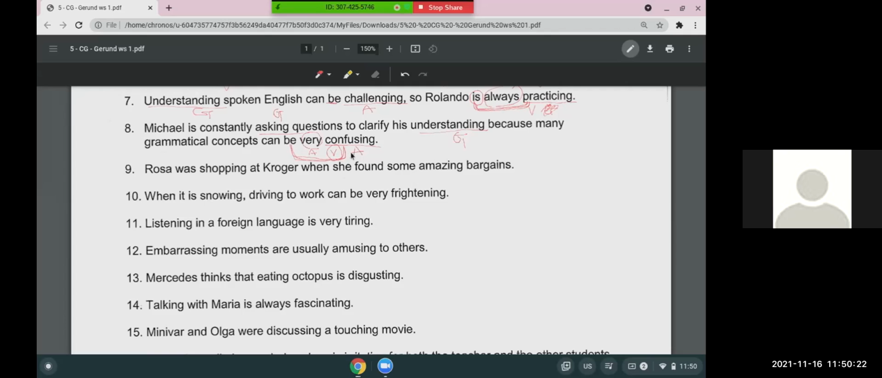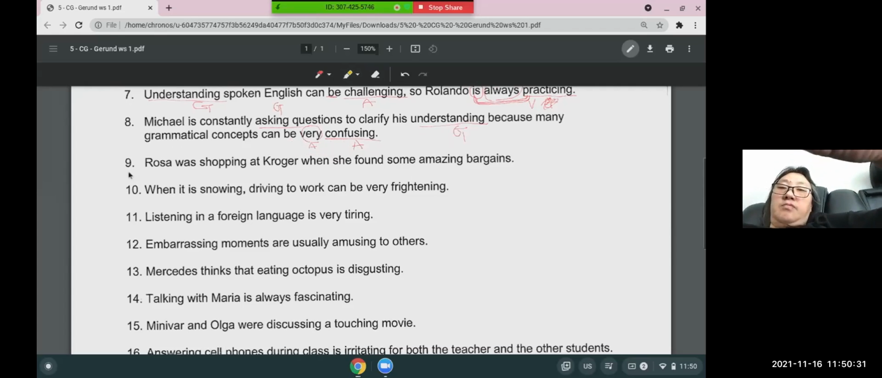Confusing. It's subject. Ask the teacher, but I think you're right. You're right. Yeah, this is the adjective, not the verb. Thank you. Yes. Okay. Next, number 9.